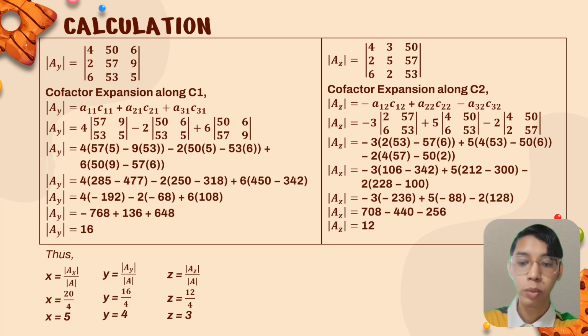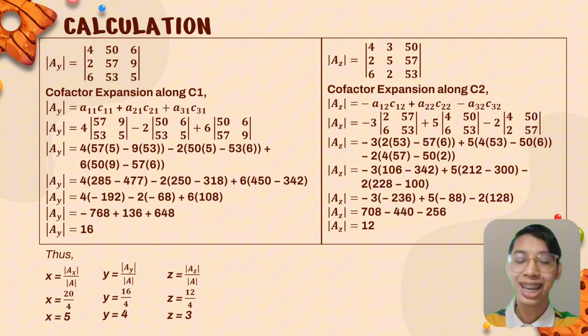Then we apply to the AZ determinant. For the determinant AZ, we replace the answer in column 3. So column 1 is 4, 2, 6, column 2 is 3, 5, 2. In the last column, we put the answers 15, 57, and 53. Then we use cofactor expansion along column 2.